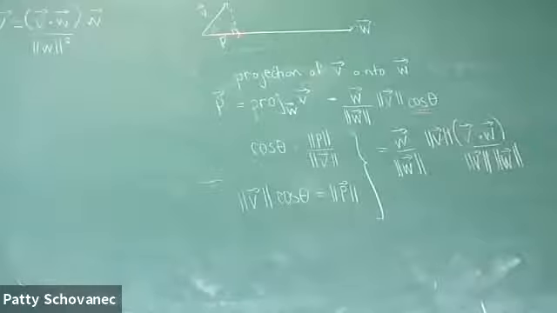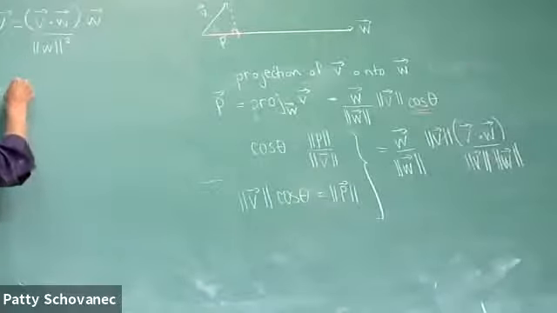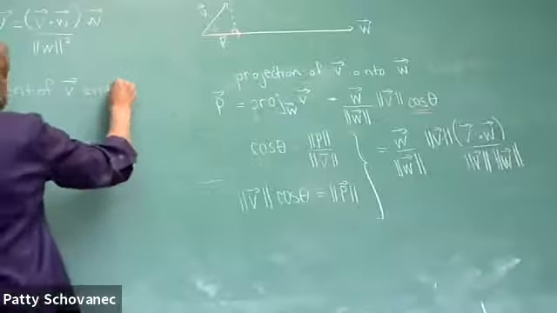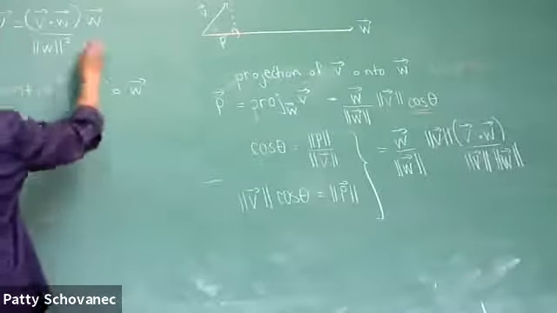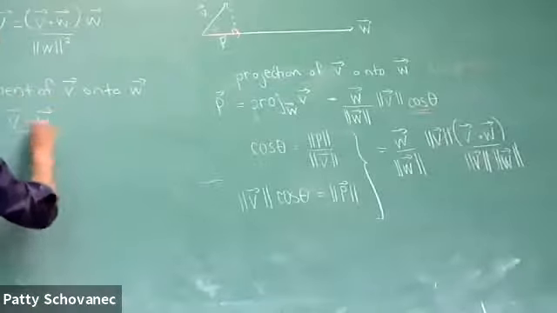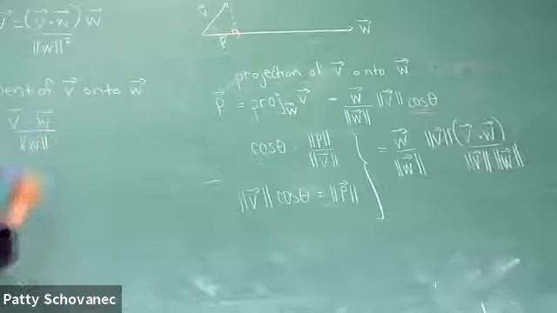That scalar that we have in front of W is called the component of vector V onto W. The component of V onto W is given by this mess here, V dot W divided by the magnitude of W without a square. The square part sticks with the unit vector W.